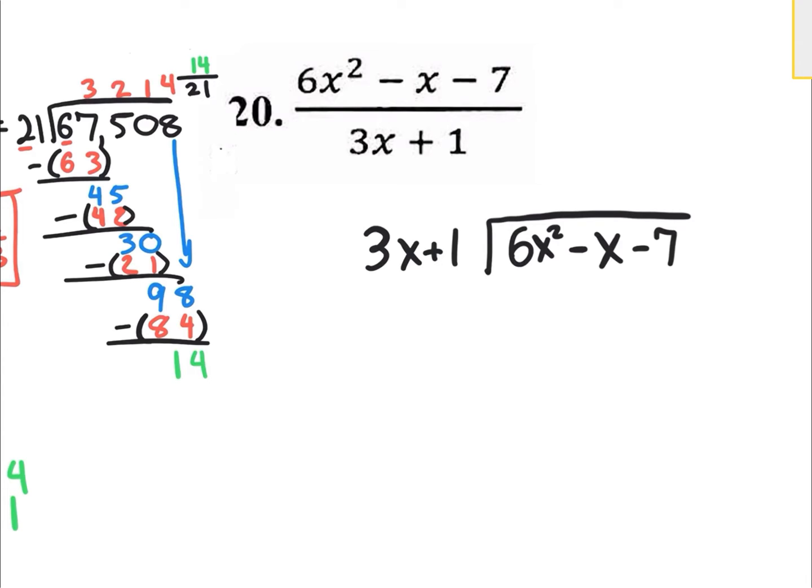So it should look like this. And just like before, instead of thinking of 67,508 divided by 21, it's really thinking like 2 times what gets us to 6. So in this case, instead of thinking of the whole thing and the whole thing, let's look at the first term, 3x. 3x times what will give us this exact value, 6x squared? 2x, right? 2x. Now, where am I going to write that 2x? I'm going to write it above the other x. You want to stay organized. X's on top of x's, numbers on top of numbers.